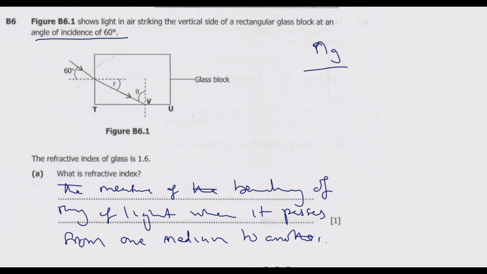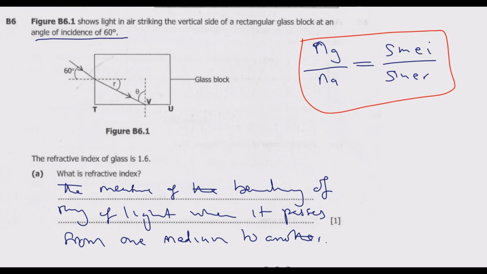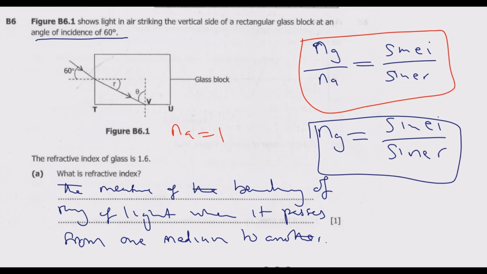which is basically that the ratio of the refractive indices of two media is equal to the sine of the angle of incidence, where it's coming from, over the sine of the refracted ray. Because it's coming from air, the refractive index of air is 1, so this simplifies to sine i over sine r. This is the standard ratio, which is a measure of the bending of light.